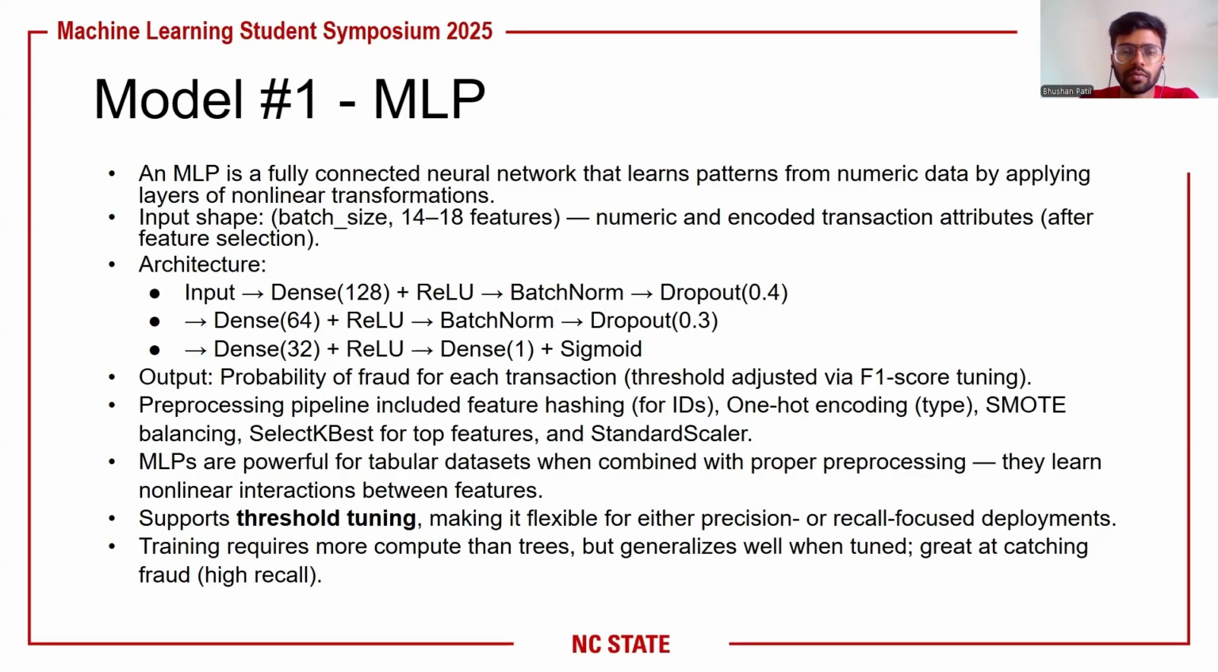This is our first model, MLP. It stands for multi-layer perceptron. This is a fully connected neural network that learns from numeric features using nonlinear layers. After pre-processing, which included one-hot encoding, feature hashing, SMOTE, and scaling, each transaction becomes a vector of 14 to 18 features. The model has 3 dense layers with ReLU, batch norm, and dropout. The output is a sigmoid, giving the probability of fraud. Compared to random forest, MLP takes more time to train, but it's better at learning complex patterns.